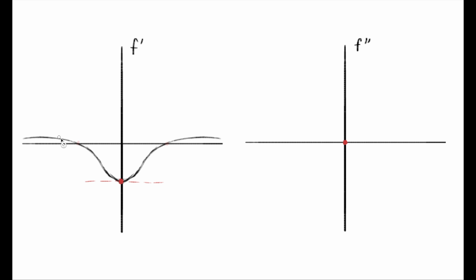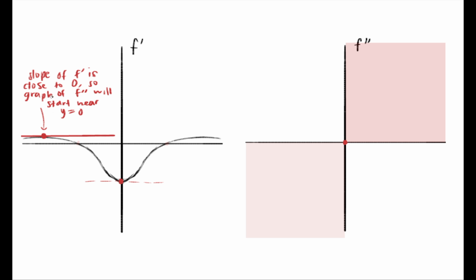From x equals negative infinity to 0 on f prime, the graph is decreasing, which means that the graph of f double prime will be below the x-axis from that interval. From x equals 0 to positive infinity, the graph of f prime is increasing, so the graph of f double prime will be above the x-axis from x equals 0 to positive infinity.